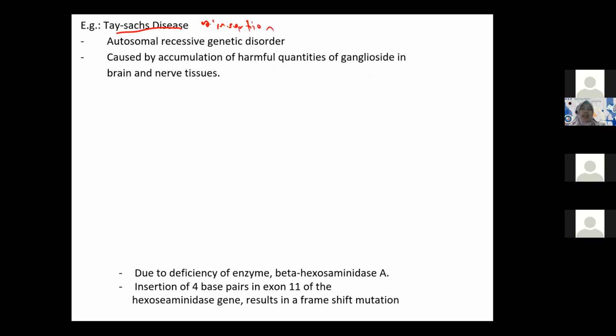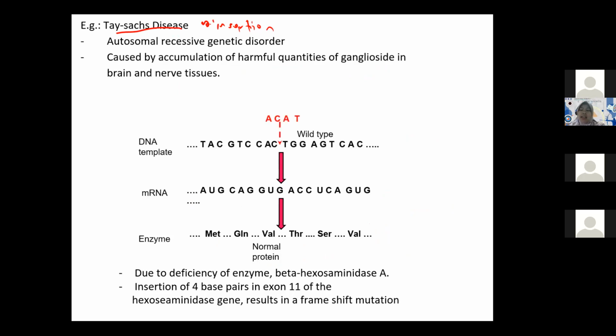Tay-Sachs disease. What is Tay-Sachs disease? Tay-Sachs disease is an autosomal recessive disorder. Autosomal, it involves chromosome number 1 until chromosome 22, right? So it is an autosomal recessive genetic disorder. It is caused by accumulation of harmful quantities of ganglioside in the brain and the nerve tissue.